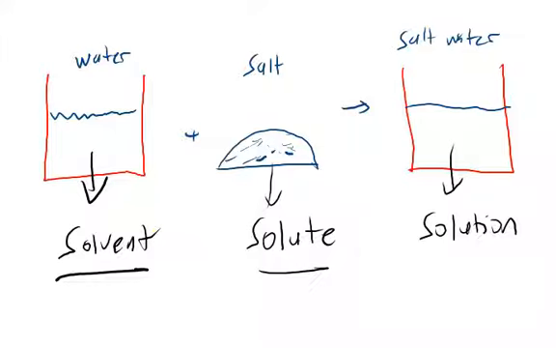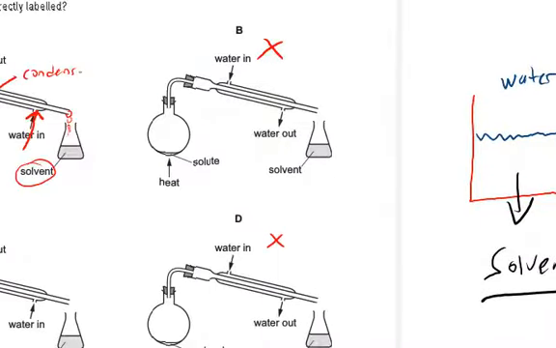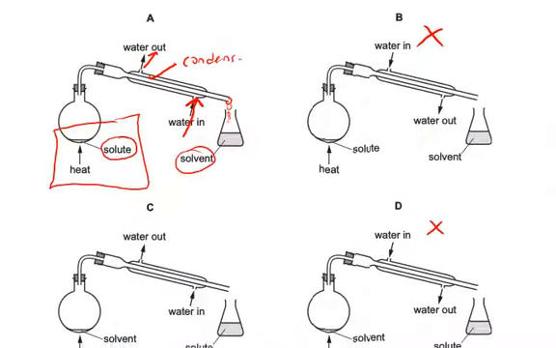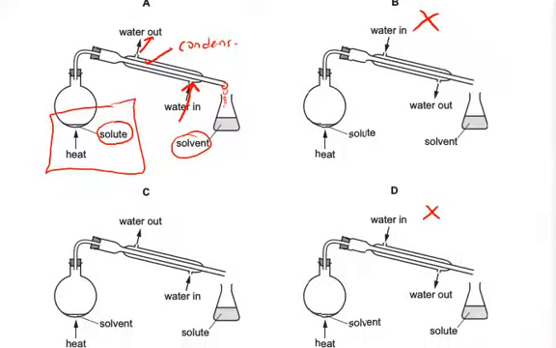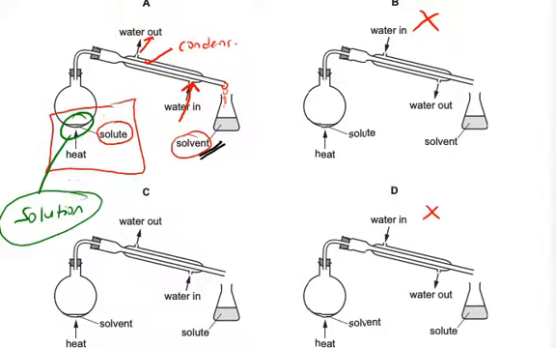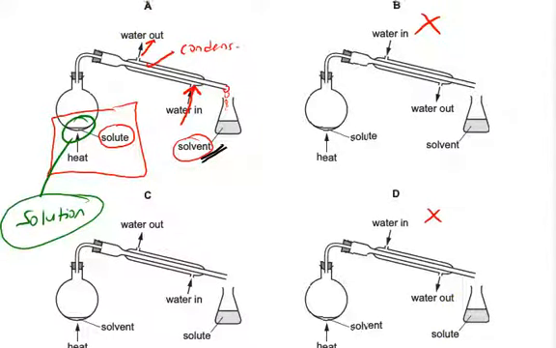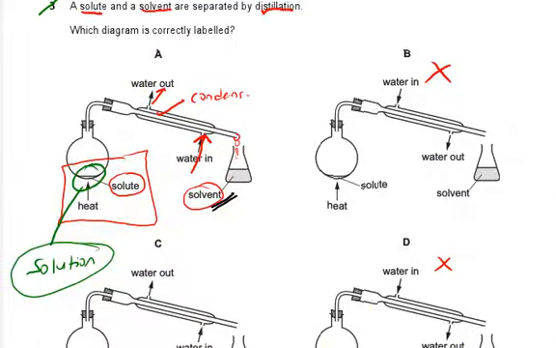Now let us go back to the question. Your best choice here will be A, and here must be a solvent. This one should be solution, more accurately. So your answer is A over here. So number 3 is A. Now let us look at number 4.